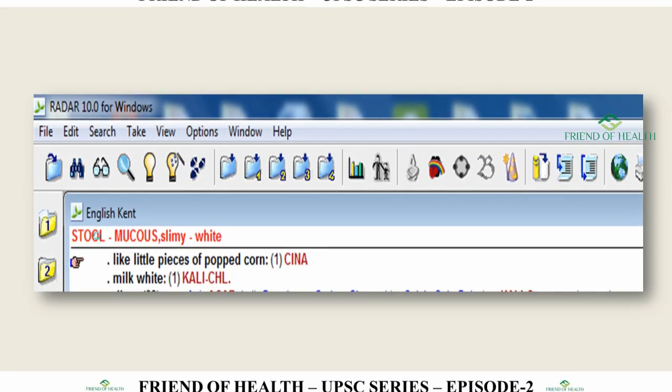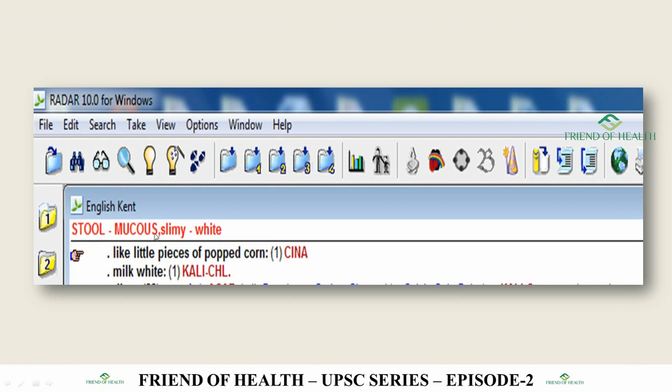So if you see the rubric, stool, mucus, slimy, white, like little pieces of popped corn, the answer is Cina. But stool, mucus, slimy, milky white, the answer is Calcarea chlorata. So one who has read from the repertory itself many times may get a confusion regarding Cina or Calcarea chlorata if they have not done proper revision. So reading is important, making notes is important, and a very important aspect is revision, multiple revisions. So you should do practice mock tests or previous question paper mock tests, and also revisions.